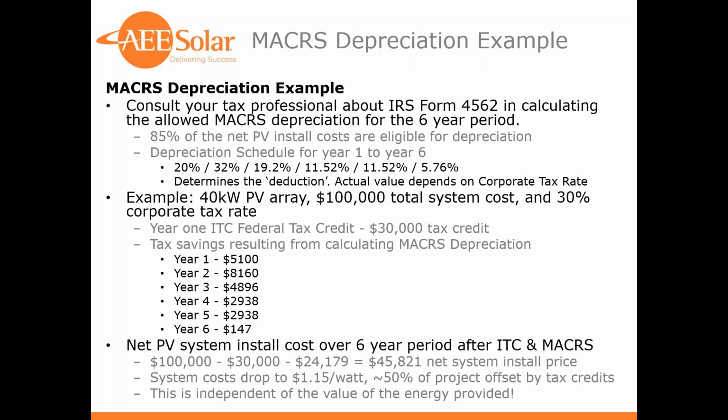So considering the depreciation, 85% of the net PV asset costs are eligible for depreciation according to IRS Form 4562. I'm not a tax expert, so. The depreciation schedule for years 1 to 6 goes 20%, 32%, 19%, then 11.52%. This determines the deduction that the system owner can take. The actual value of this credit really depends on what his corporate tax rate is. He has to be paying taxes to take a tax credit.